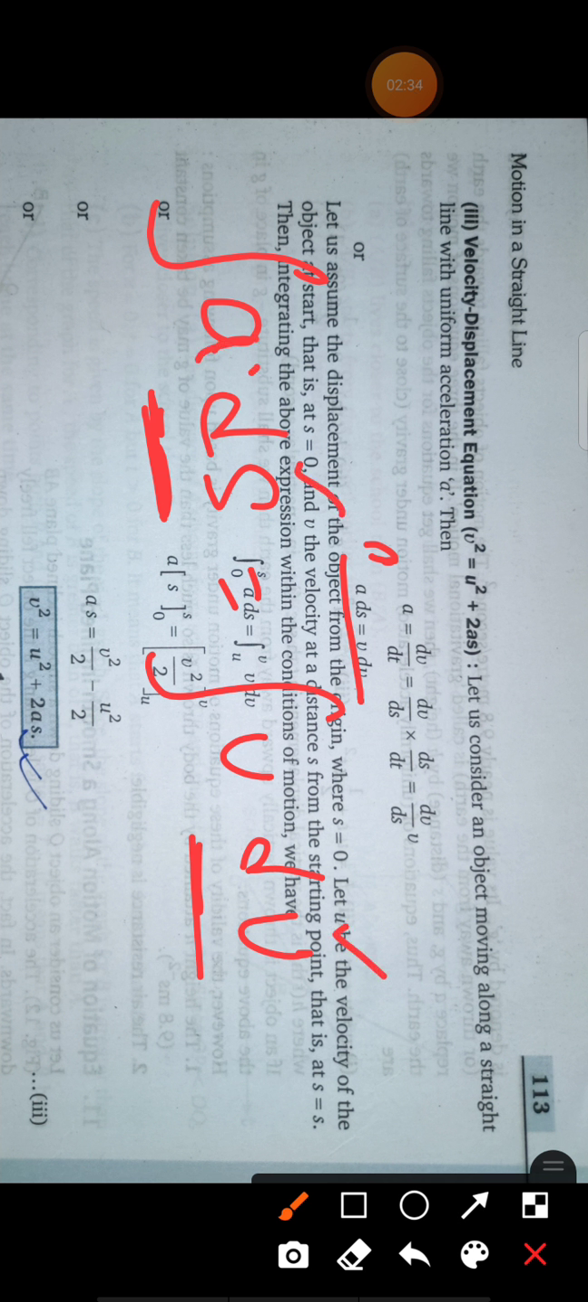Remember, on the left side acceleration is constant with respect to displacement, because our variable on the left side is displacement, ds is the variable. But on the right side v is a variable, because our variable is velocity dv. So we have to find the limits for displacement and velocity.